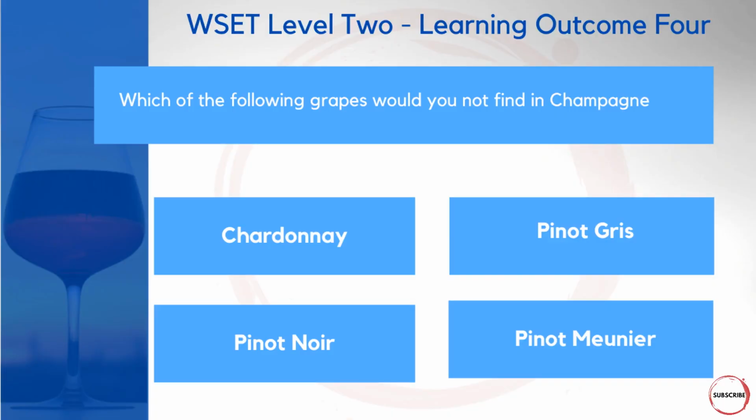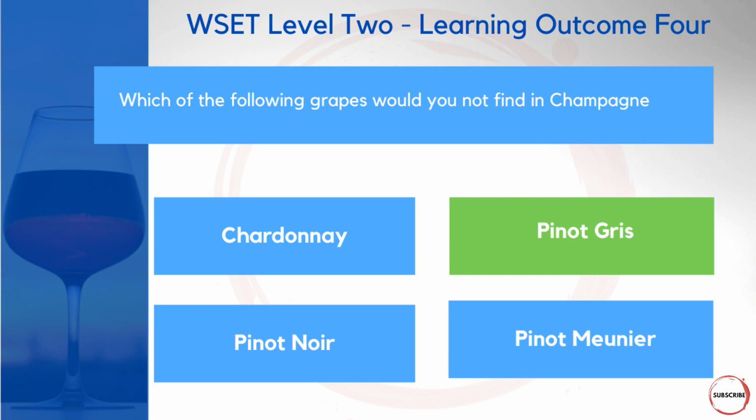Which of the following grapes would you not find in Champagne? Would it be Chardonnay, Pinot Gris, Pinot Noir or Pinot Meunier? And I actually think this is quite a tricky example of a question. And the reason for that is sometimes at WSET Level 2, you can immediately pick out 2 incorrect answers. But because we've used Pinot Noir, Pinot Meunier and Pinot Gris here, I actually think this one makes it a little bit trickier. The answer is of course that we would not find Pinot Gris, that is not used in the production of champagne.